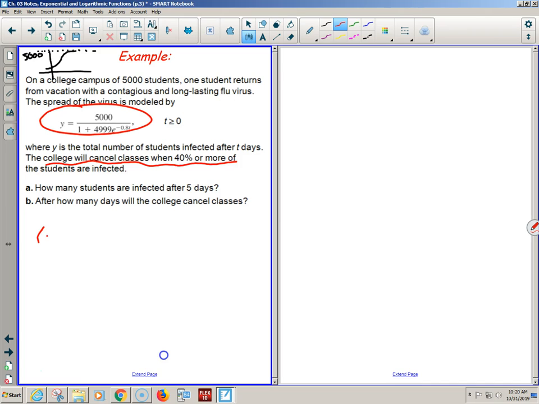Okay, what's going on in letter A? How many students are affected after 5 days? So it's time. So probably that's easy. Aren't I just finding this? Does that make sense? Days, time, 5. Plug it in. Got it. Hey, look at how easy this is.